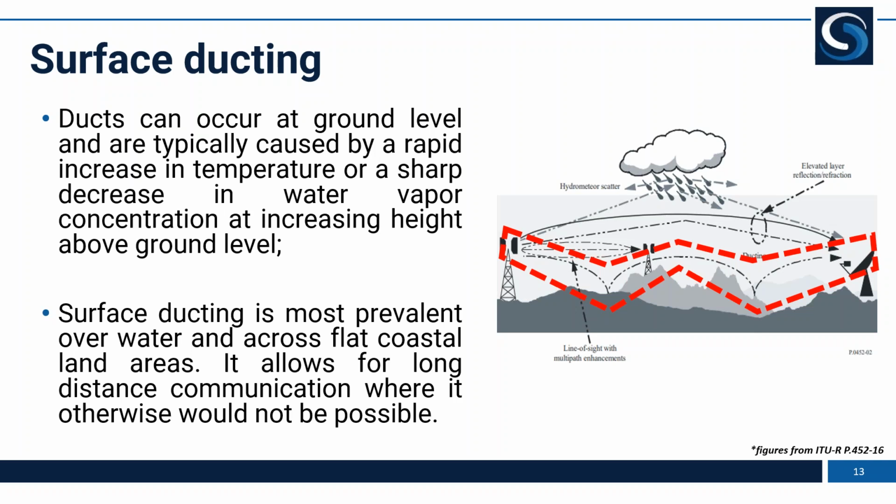And the surface ducts are created by these layers of very sharp changes in the water vapor concentration and in temperature. And they help radio signals to get trapped between the Earth's surface and these layers. And you can kind of see in the image, they bounce and continue to propagate over longer distances. And this is especially prevalent in areas where there is a higher water content. So we're talking about flat coastal areas or over water. So in many cases, this could lead to beyond the horizon propagation, and that can sometimes be caused by surface ducting.